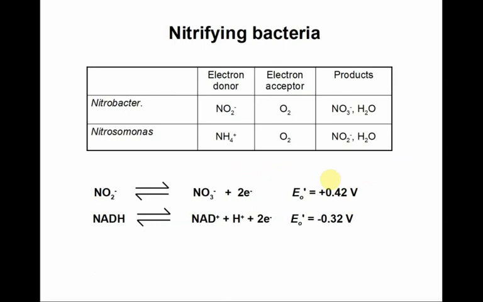Okay, so you've got some kind of reduced form of nitrogen as the electron donor, oxygen as the electron acceptor. Now, Nitrobacter is the simplest one, because it's just going to perform the oxidation of nitrite to nitrate. Nitrosomonas, ammonium to nitrite. I always get mixed up with these two, which one is doing what.